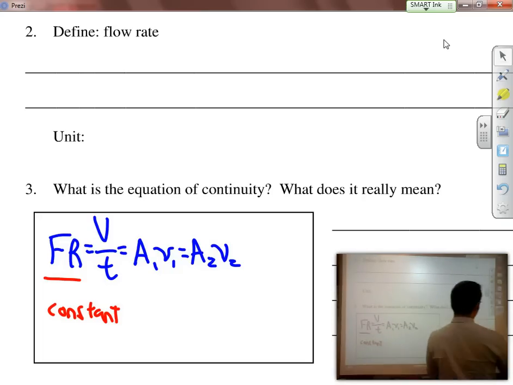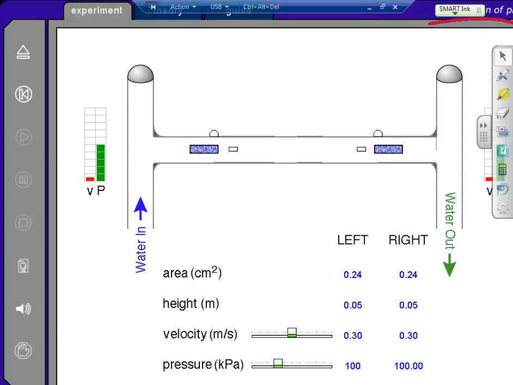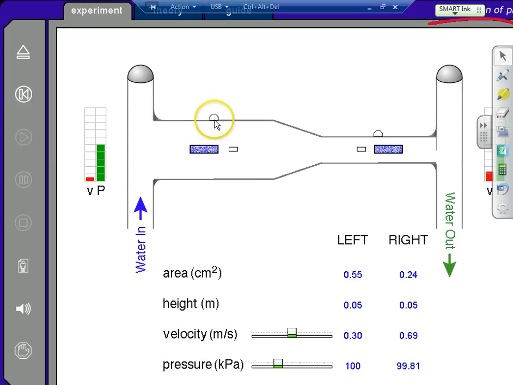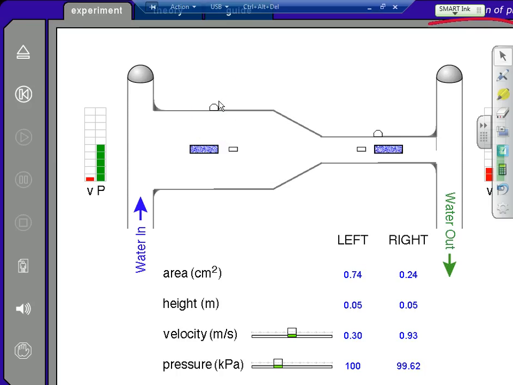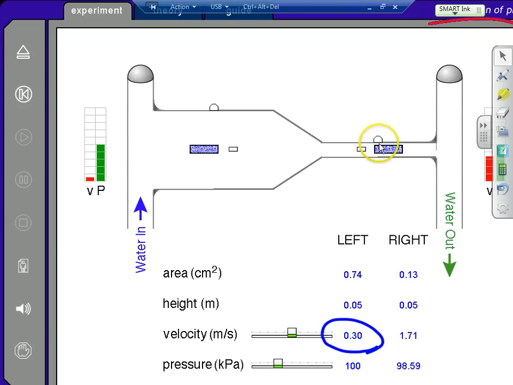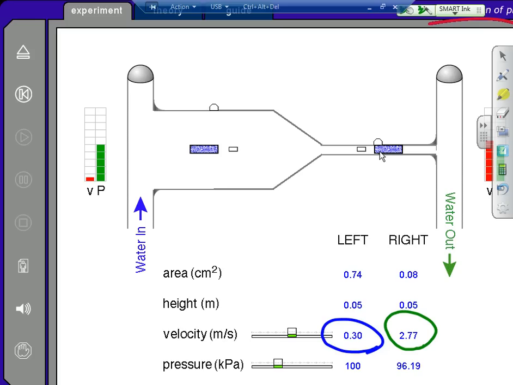If we take a look at this animation over here, okay, right now we have water flowing through a pipe. And if I change the diameter of the pipe, okay, hopefully you'll notice that the velocity slowed down significantly when I changed the diameter of the pipe. If I made it even skinnier, on the right side, the velocity increased.